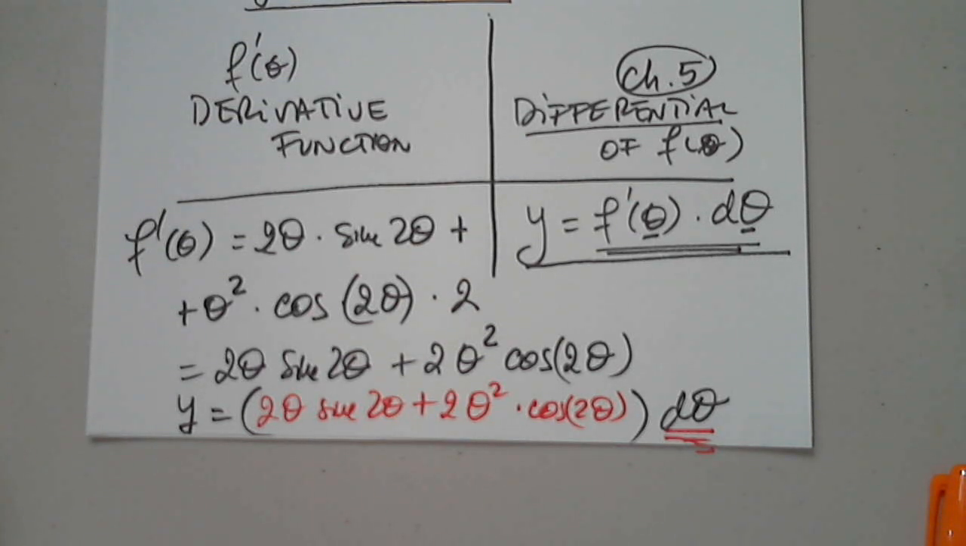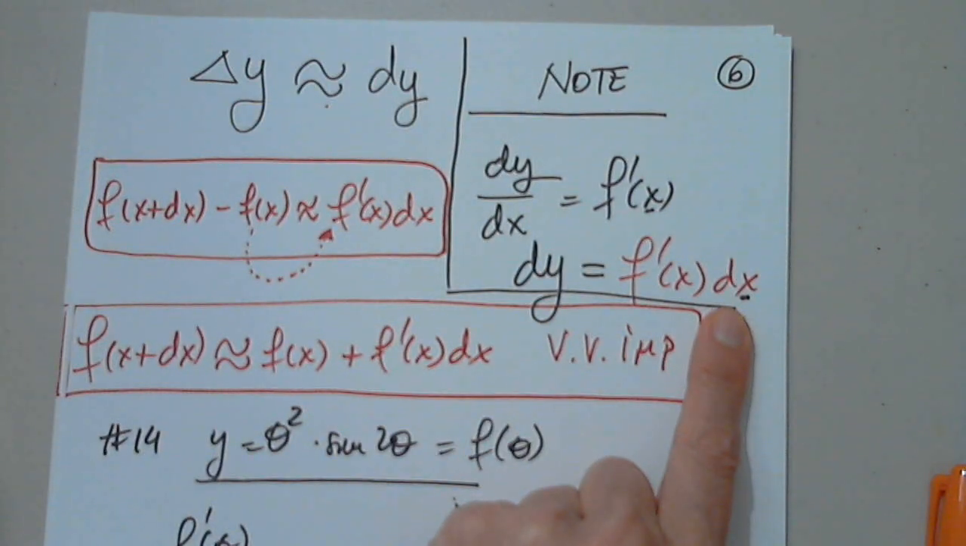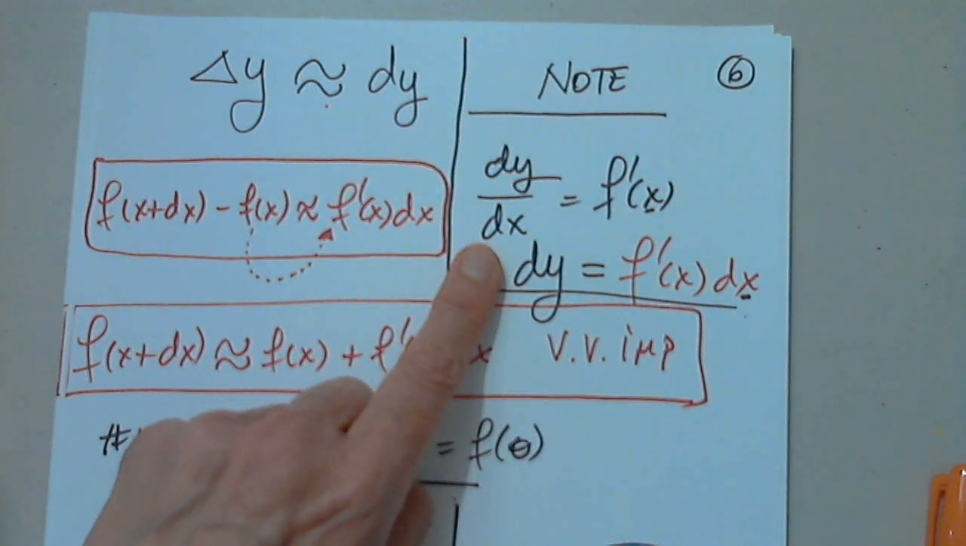Good. So we had... Exactly? I'm sorry. Go ahead. What exactly is d theta here? It's the dx. The differential of x from here.